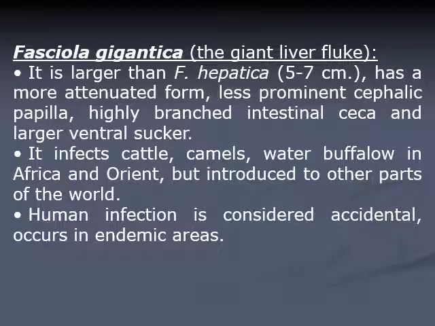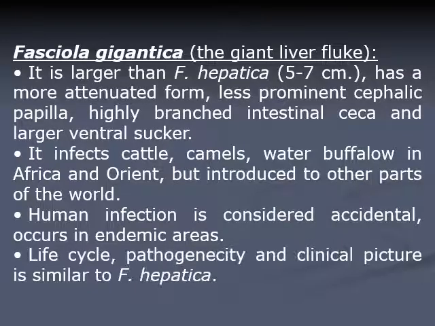Human infection is considered accidental, meaning that it is an animal infection mainly. It occurs in endemic areas with Fasciola. The life cycle, pathogenicity and clinical picture are similar to Fasciola hepatica, and now this ends our lecture.